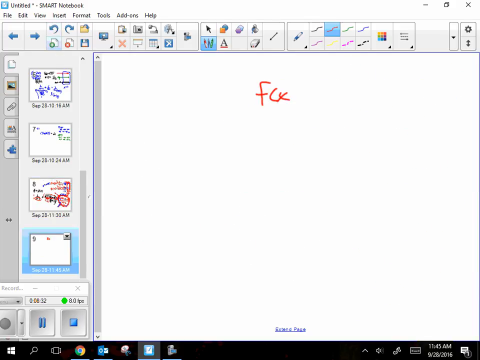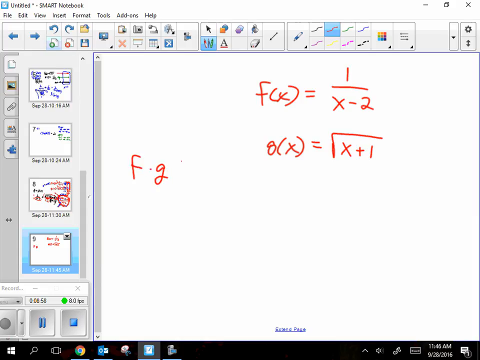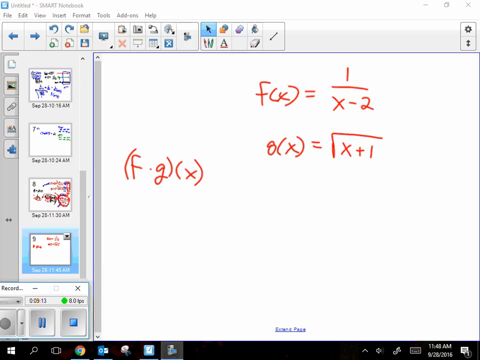Let's say f of x equals 1 over x minus 2, and g of x is going to be the square root of x plus 1. Would you please figure out f times g of x, and then figure out its domain, which will, of course, depend on the two parents' domains. Pause for a second while you work on that one.